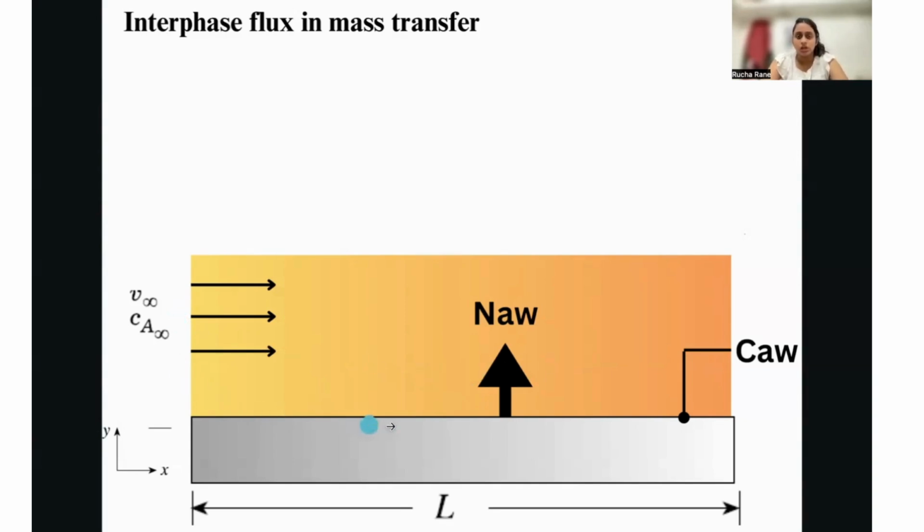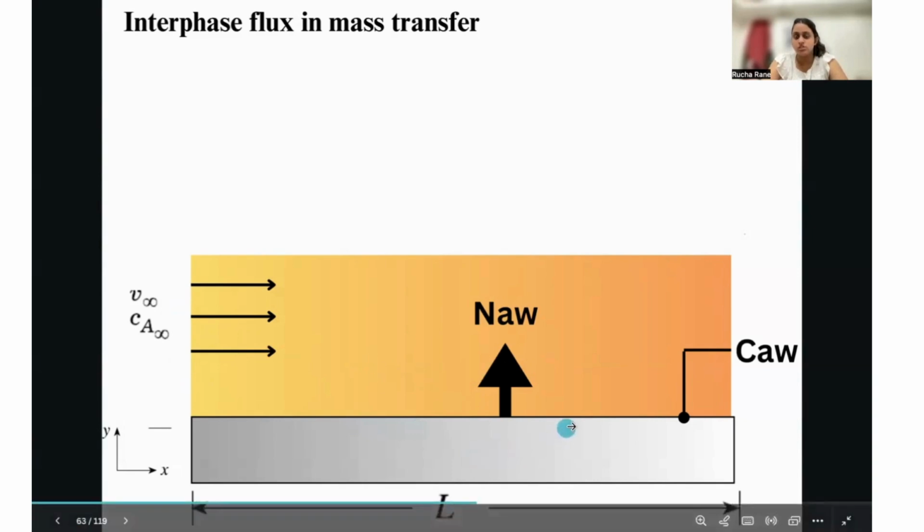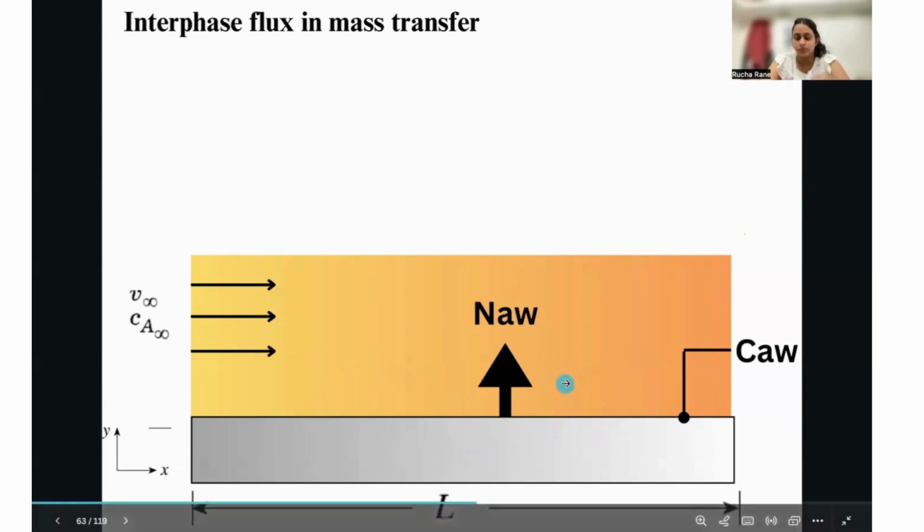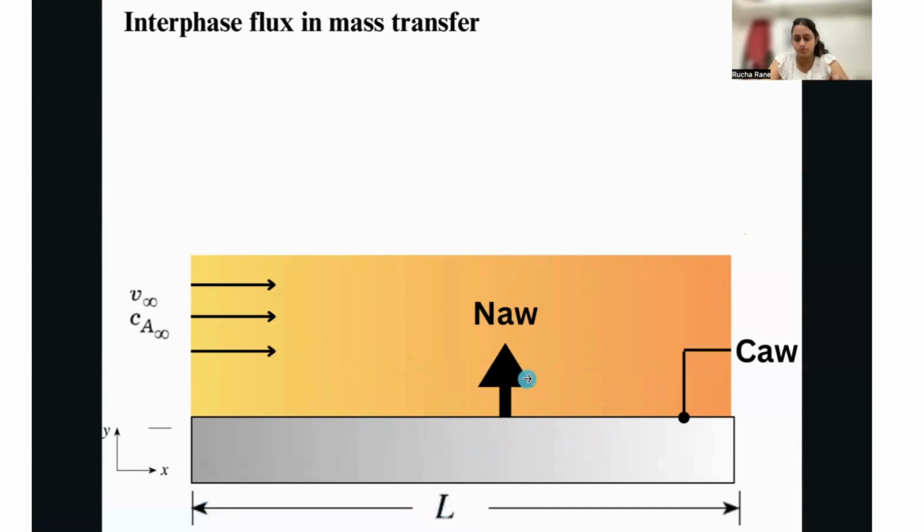Now the species A, which is coated on the flat plate, diffuses into the uniform stream of air with concentration CA infinity. So this transfer of molecules, we will consider that flux, the mass flux, will be denoted as NAW. Okay, so this is the setup for which we are going to quantify things now.